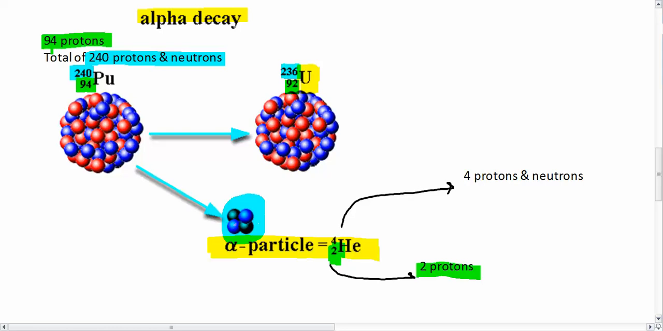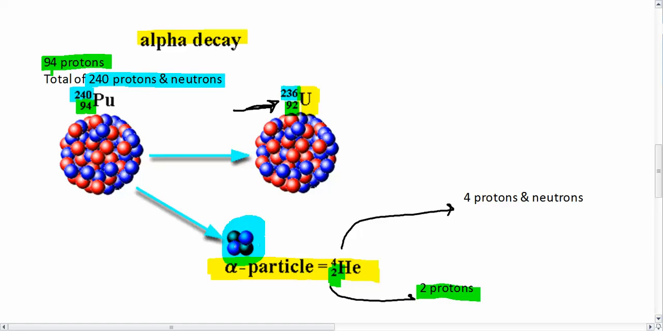Well, I have to open up my periodic table and look up the element that has atomic number 92. Now we've seen this before. The number of protons is what defines the element. So if this new element has 92 protons, I have to look up which element on the periodic table is number 92, and that's my new element.